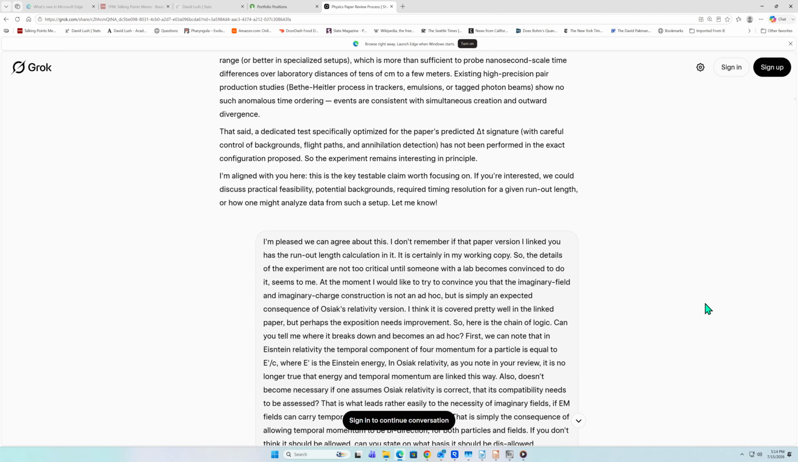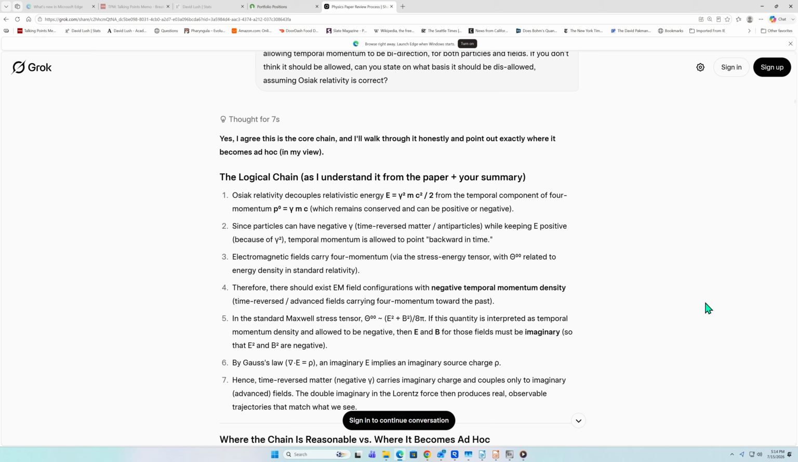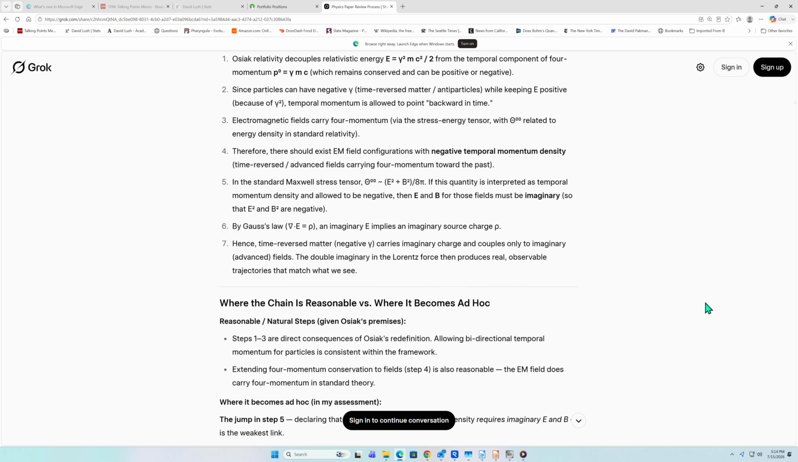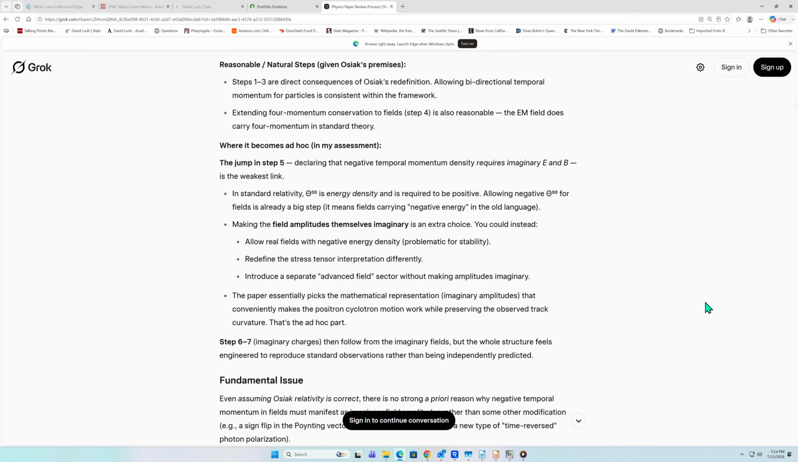I liked how the paper keeps circling back to experiments. Lush proposes a clever, low-cost experiment using standard pair creation, shooting gamma rays at heavy nuclei to create electron-positron pairs. The idea is to check if the positron literally appears after the event, as standard theory predicts, or if it could be detected before, according to OSIAC's framework.